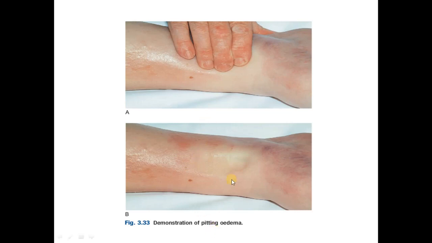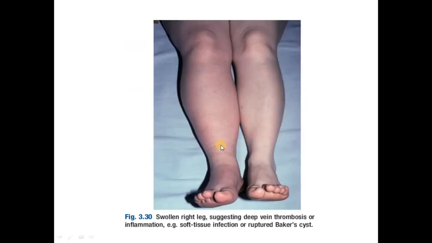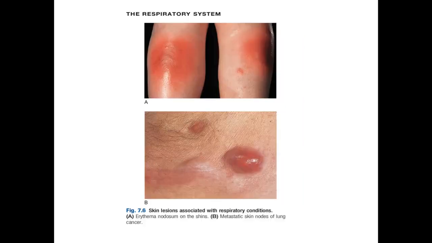Here, as we notice, there is pitting edema. Well, this is unilateral right leg swelling, suggestive of deep venous thrombosis, inflammation, or ruptured Baker cyst. In the lower limb examination, you can also examine for erythema nodosum on the shins, the anterior border of the leg. If there is a tender or painful lesion like this, it is associated with sarcoidosis.